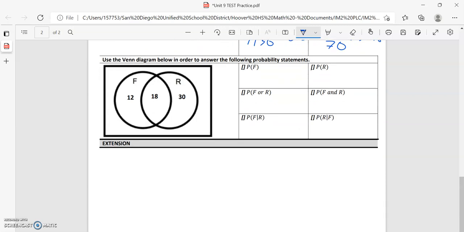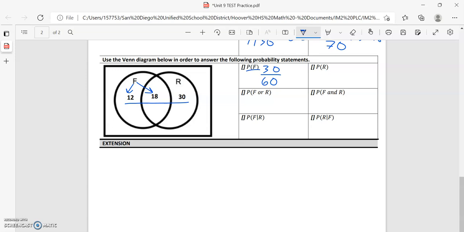Okay, we have a Venn diagram. Probability that we get F. Well, first off, let's add up all these numbers. 12, 18, and 30 adds up to 60. So that's our denominator. And how many are F? Well, we have 12 that are F only, and 18 that are F and R, which adds to 30.